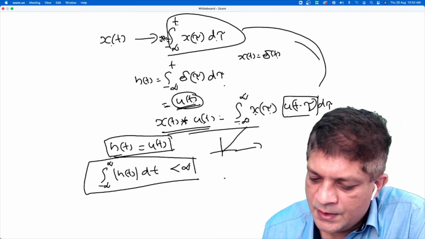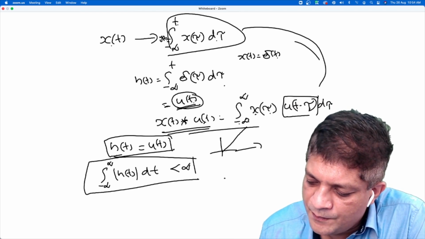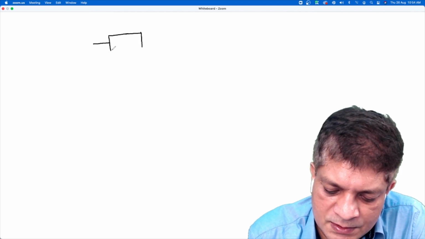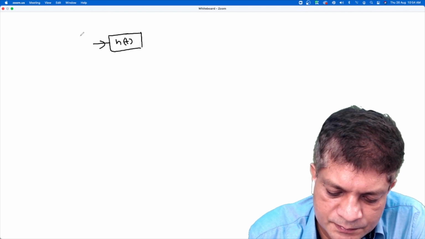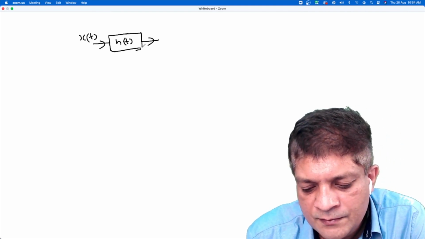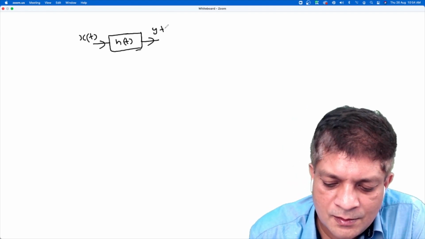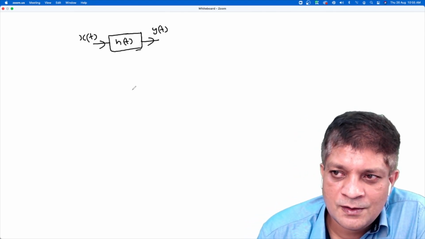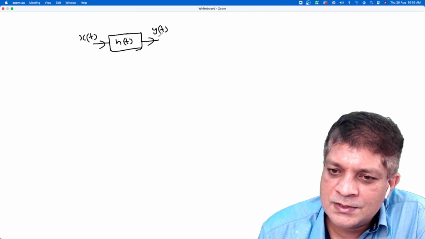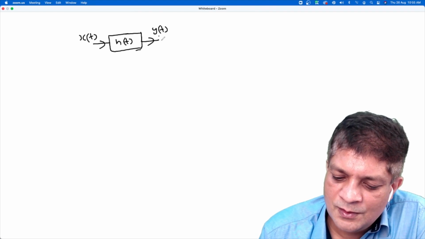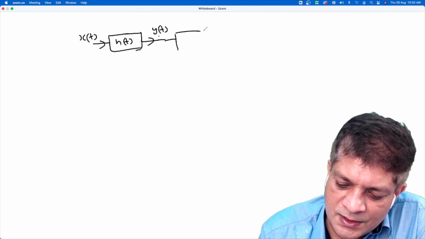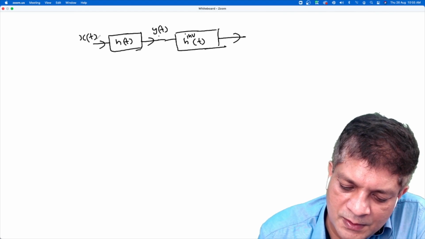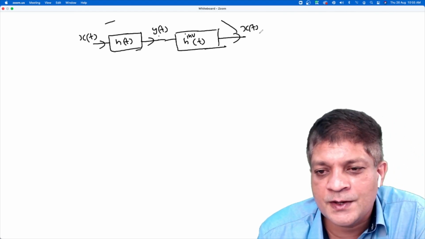Now let us discuss the next property, that is invertibility. What is an inverse system? Suppose we have a linear time invariant system. When can we say that a linear time invariant system is invertible? If you are giving the output as the input to a second system, that is called the inverse system. And if we can get back this signal, if this is x(t), then the system is invertible.